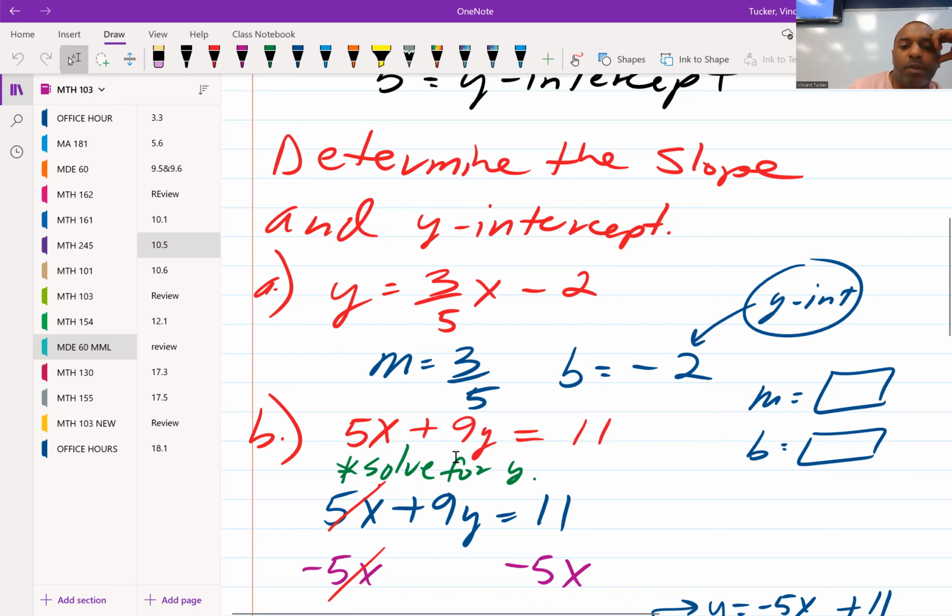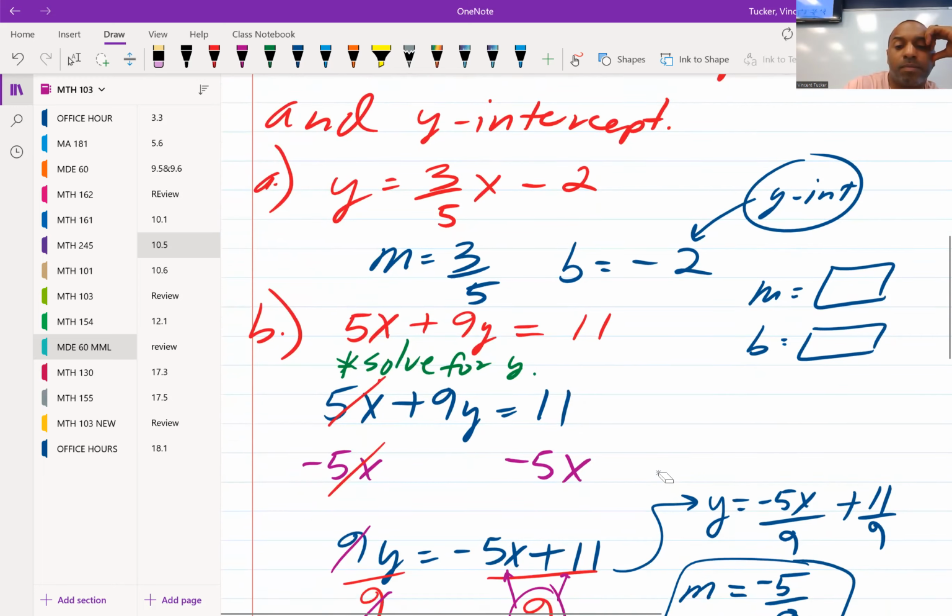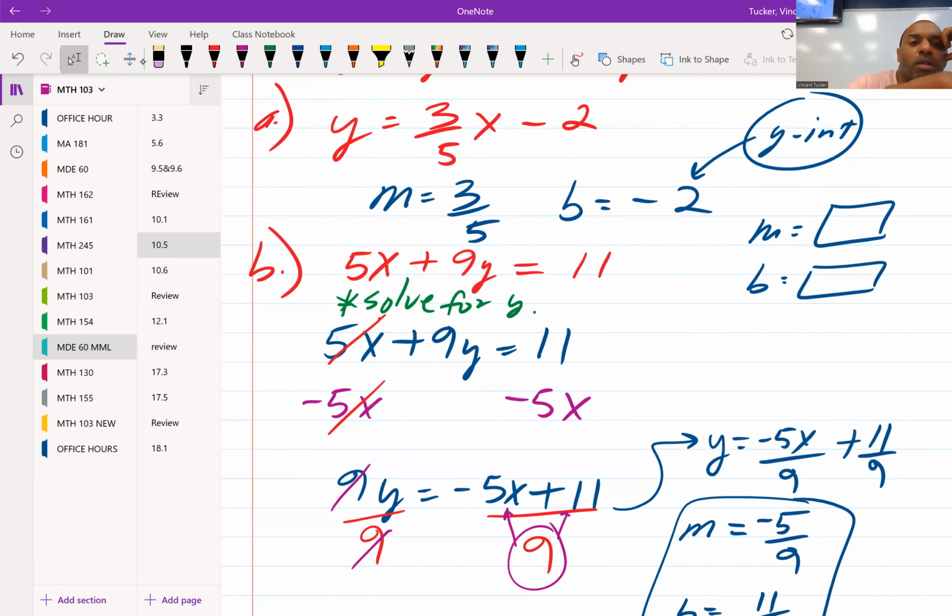Then in B, we have 5x plus 9y equal to 11. That one, we're going to have to solve for y to put it in this format. Have y on one side of the equation by itself. Once you've done that, you'll be able to pick out the slope and the y-intercept. So we need to get the x term to the other side. We subtract 5x from both sides, and that gives us 9y equal to negative 5x plus 11.